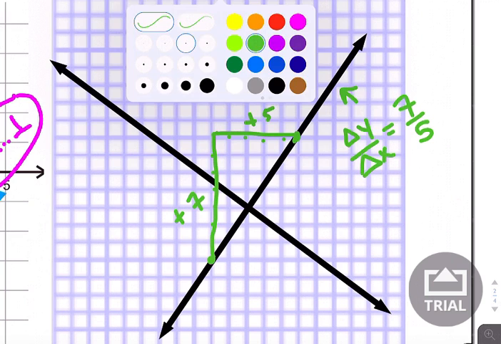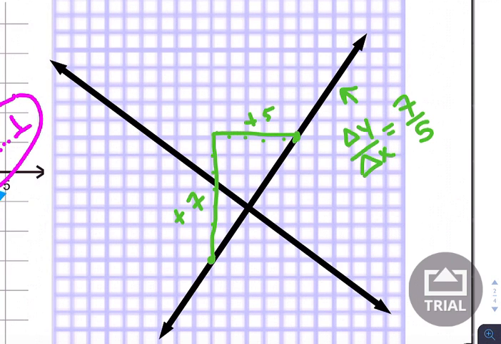Let's check out this second one. Let's go gray, actually. Let's find a couple good points. There's a good point. Actually, that's a good point right there. And so let's go 1, 2, 3. That's a -3 drop. And then over 1, 2, 3, 4, so plus 4. For the second line, our change in y over change in x will be -3 over 4.